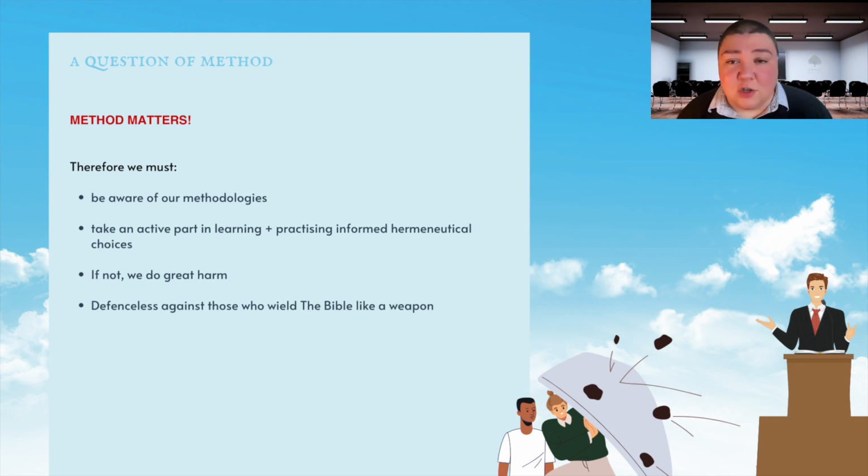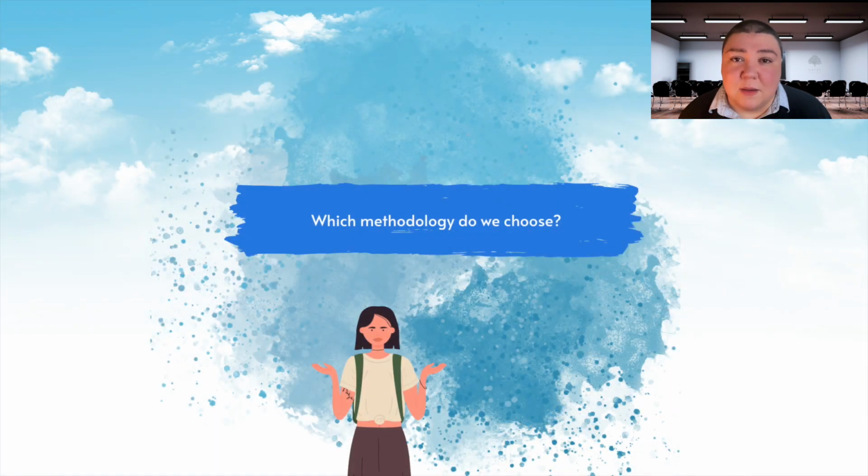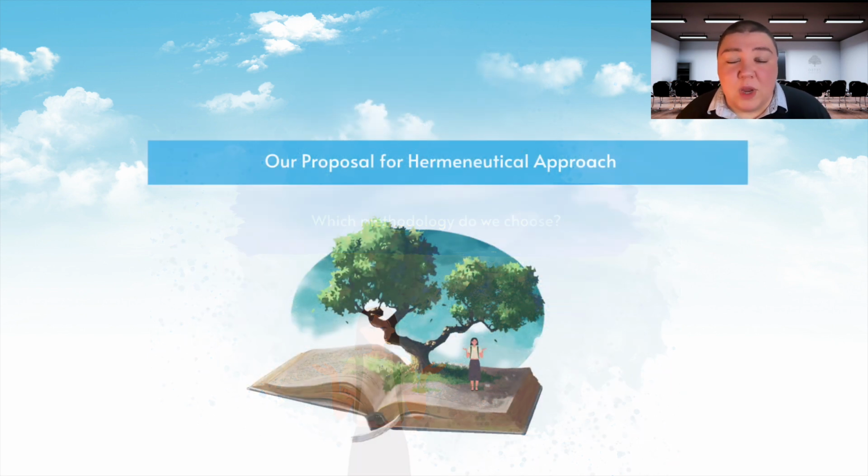So, the next logical question becomes, okay, so we need a methodology, but what methodology do we choose? Which one is the best? Because, as is demonstrated by the 45,000 Christian denominations, there are clearly quite a few out there. Well, during this course, we will be proposing a certain hermeneutical approach. We'll explain why this choice is informed and responsible, and how it affects the way we read the Bible.